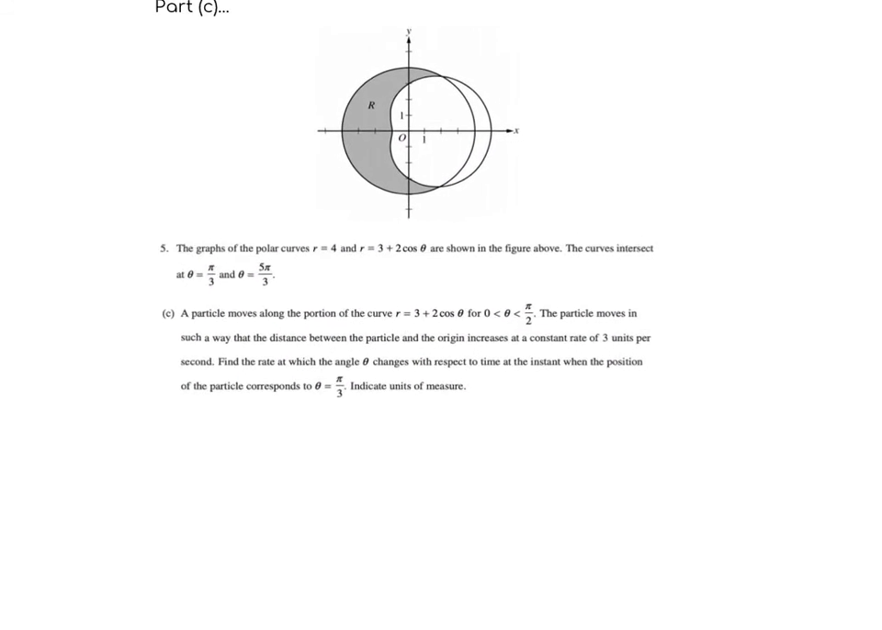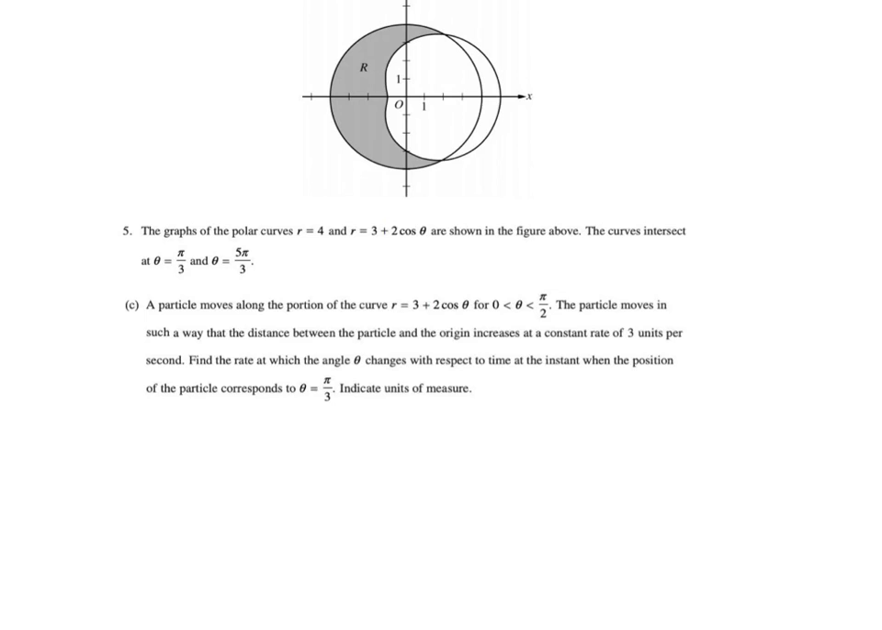What does part C have for me? Particle moves along a portion of the curve, 0 to pi over 2. Particle moves in such a way that the distance between the particle and the origin increases at a constant rate of 3. The distance between the particle and the origin increases at a constant rate of 3. Okay?